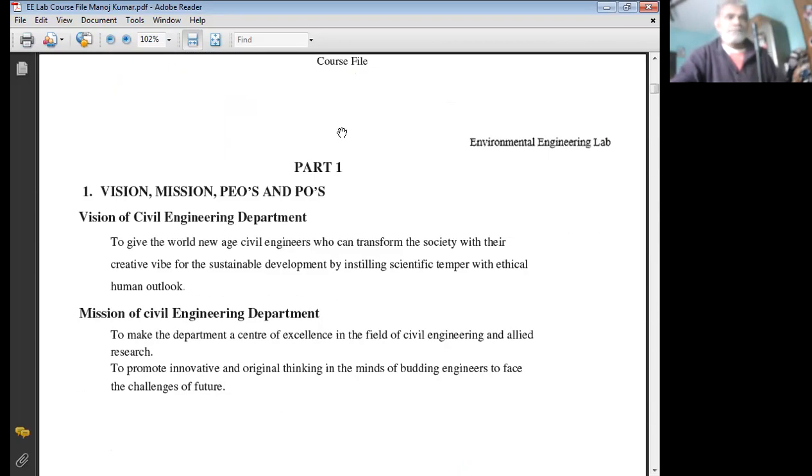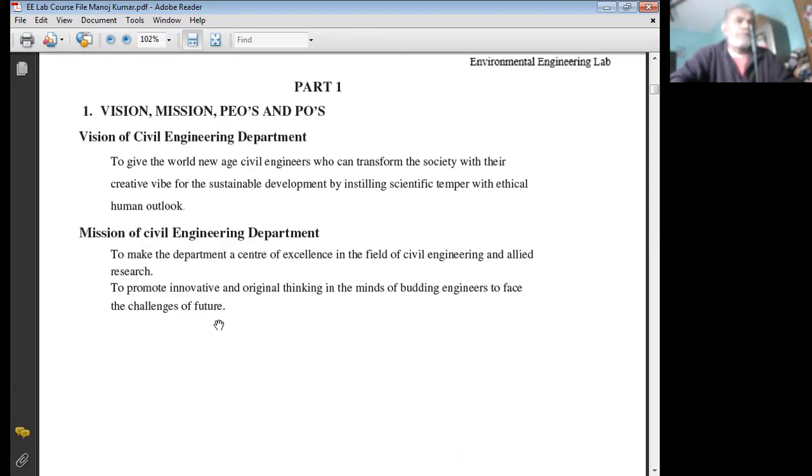manual of the course file. Part 1, course file: vision, mission, PO and PEO. Vision of the civil engineering department: to give the world new age civil engineers who can transform the society with their creative vibe for the sustainable development by instilling scientific temper with the ethical human outlook.